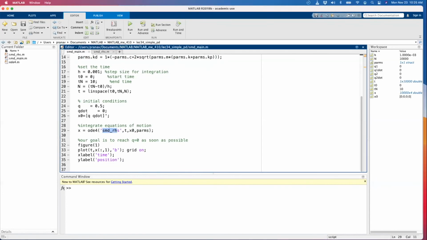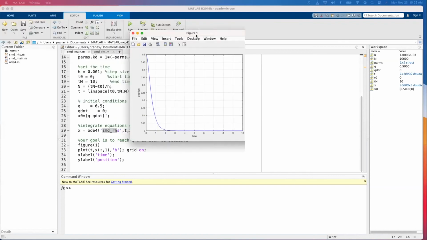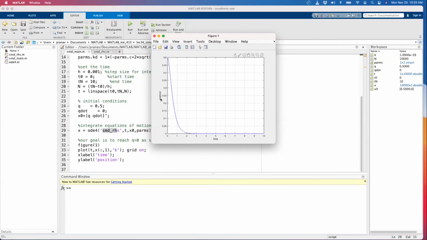And what I get is, here is position as a function of time. You see that the position starts off at 0.5, but quickly damps out in about 2 seconds; we have it close to 0. Okay, so you can see that it's not underdamped, so you don't see the oscillations, but it is also not overdamped, because then you'd see the response is much slower.